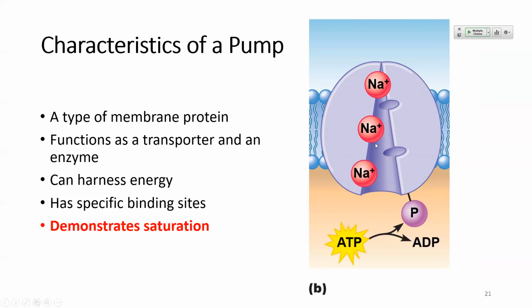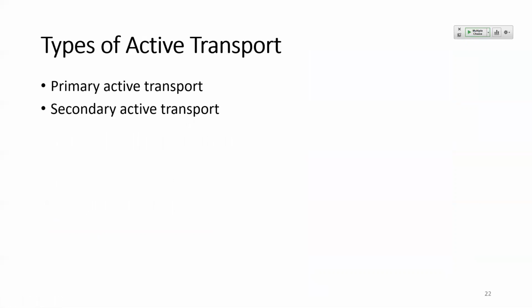And this also has that specificity. So for example, a sodium-potassium pump will only bind sodium and potassium, and it can also demonstrate saturation. So if all those sodium sites are bound up and all those potassium sites are bound up, then we have the limiting transport of these ions because we have that limiting resource. We only have a set number of sodium-potassium pumps. Okay, so that's really important to point out.